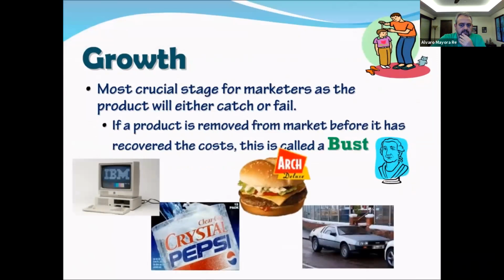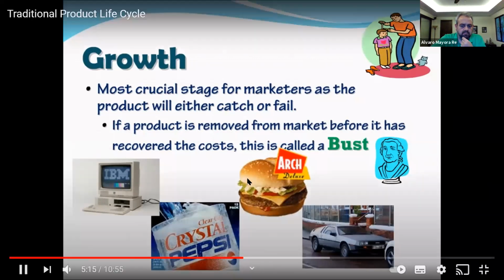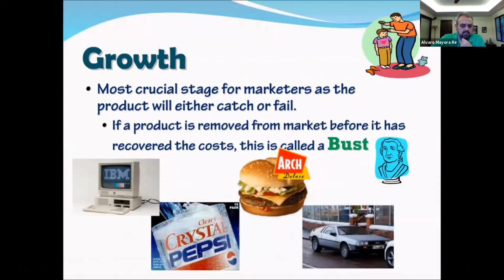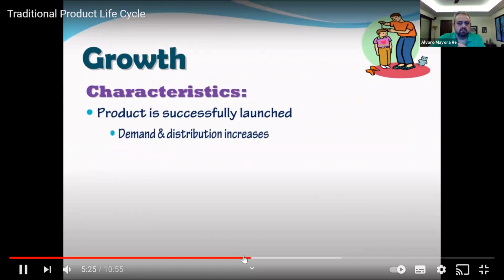The growth stage is considered to be the most crucial stage for marketers because this is where the product is either going to catch on and be successful or fail. If the product is removed from the market before it has recovered the costs of production from the market introduction stage, then it's what we call a bust. Think of the Crystal Pepsi product that I told you about, or Arch Deluxe, or the DeLorean, or the IBM PC Junior. All these products never really recoup those costs of production. We call these products bust products.